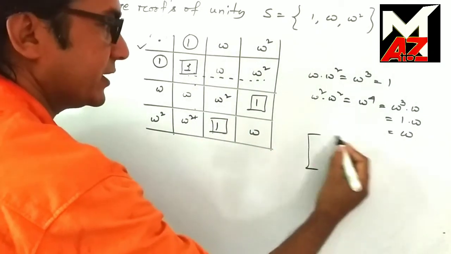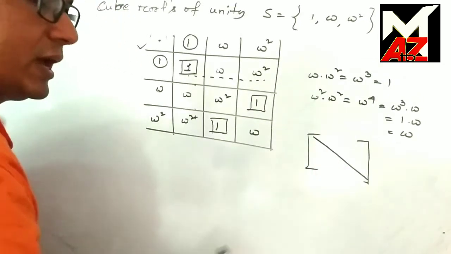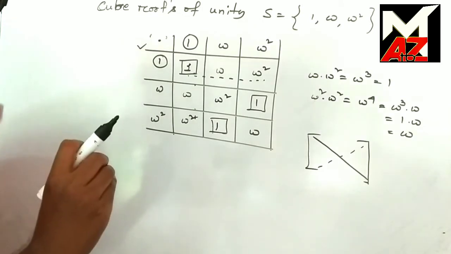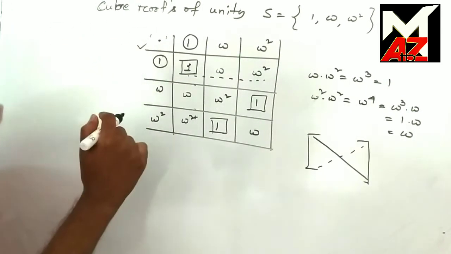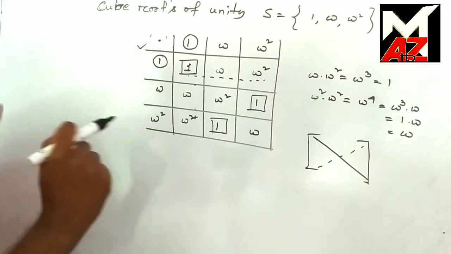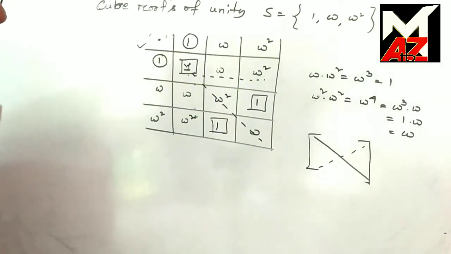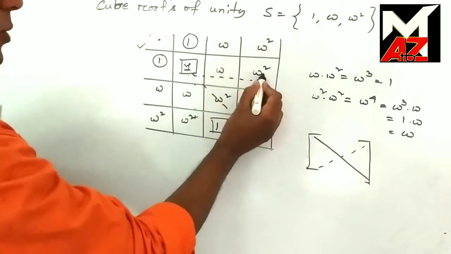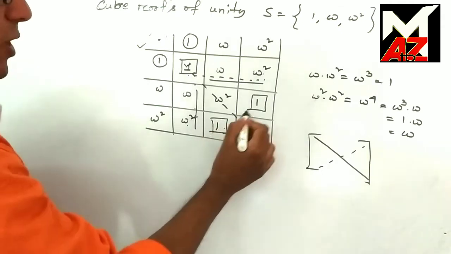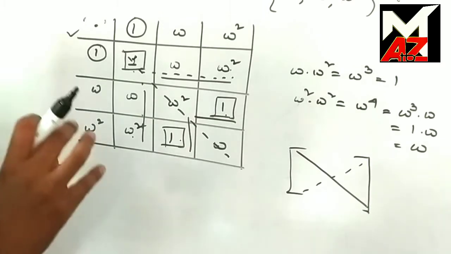In any matrix, this is the principal diagonal and this is the off diagonal, right? If we see the composition table, it is symmetric about the principal diagonal. Here the principal diagonal is 1, omega square, omega. Here omega square, and here also omega square, so this is symmetric, and here 1, omega, this is symmetric. The composition table is symmetric about the principal diagonal.